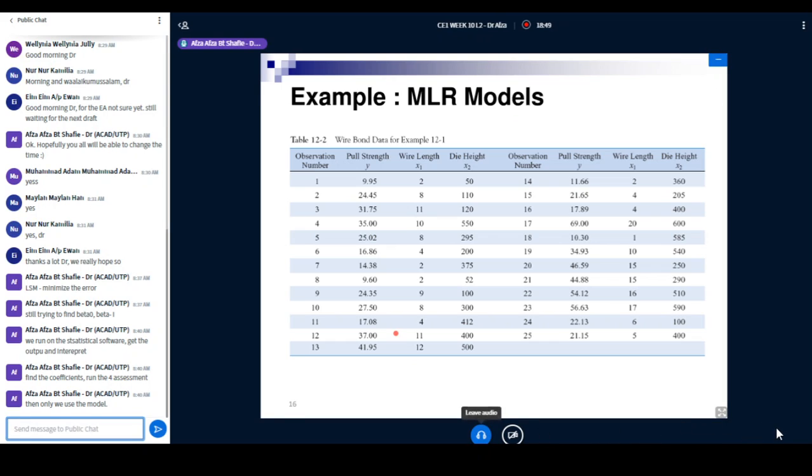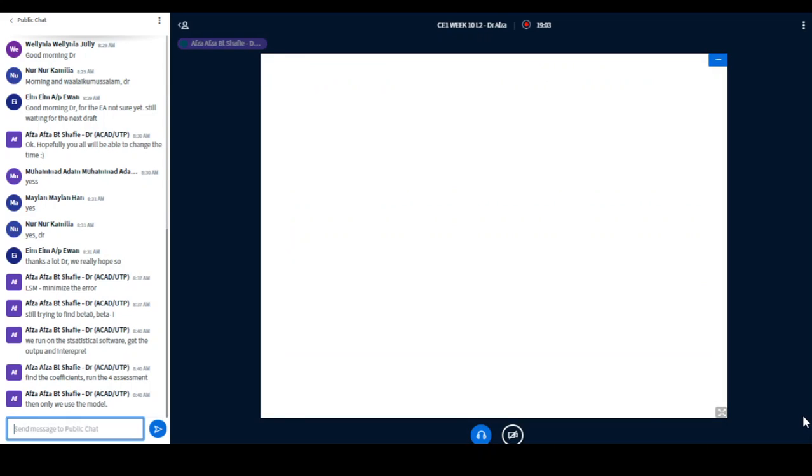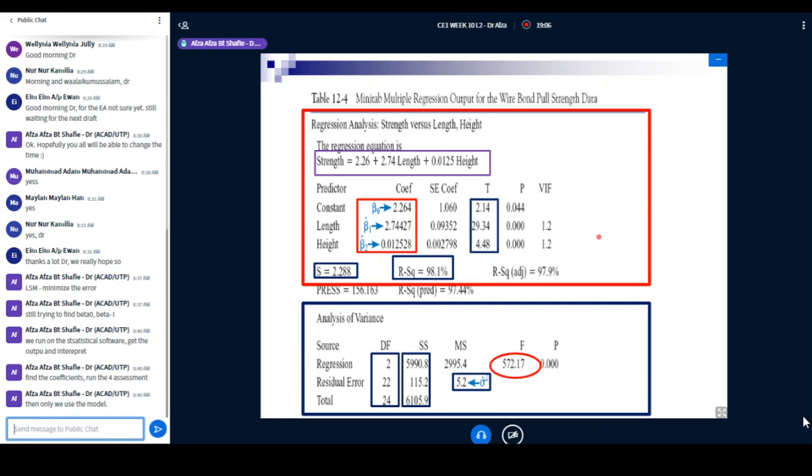Okay, so let's go back to this. The pull strength, the wire length, and the die height. So what do we get when we run it? This is what we get.